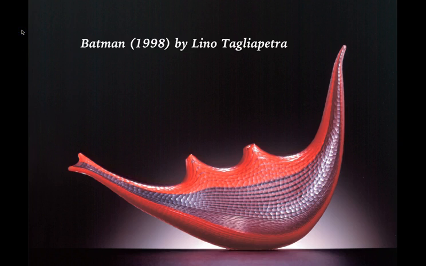Here is a 3-dimensional form called Batman from 1998 by the sculptor Lino Tagliapietra. I'll pause a minute and let you look at it. Why do you think that Tagliapietra called this work Batman? I think it's a combination of the Batman logo kind of distorted with Joker's smile, but that's just my interpretation.